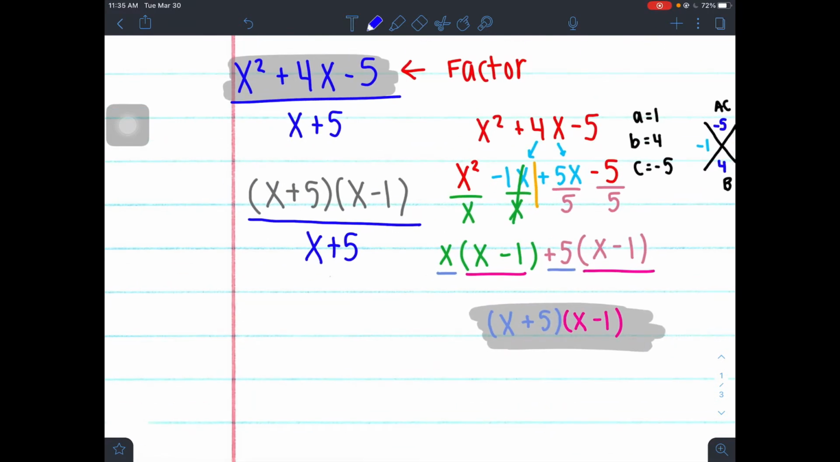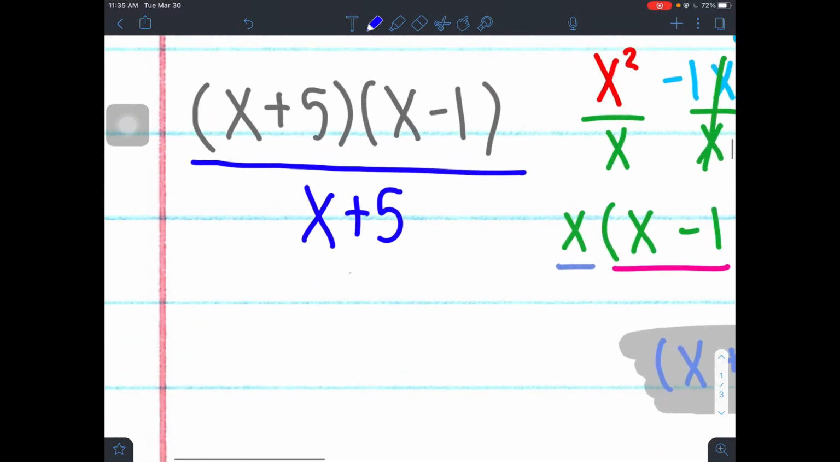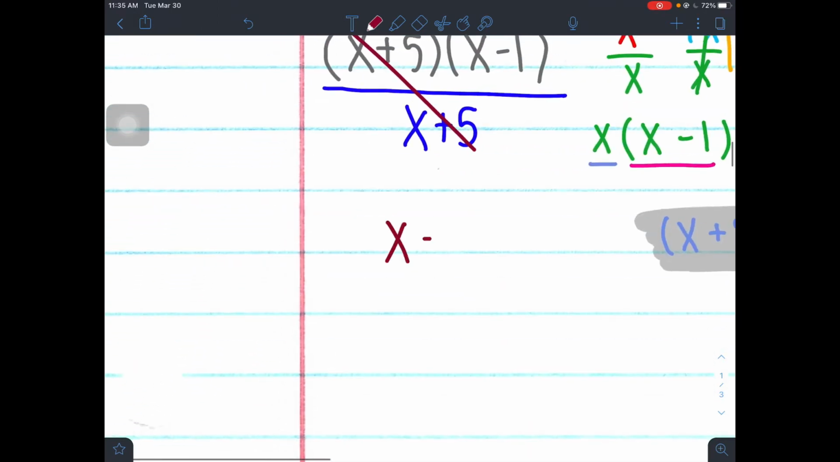You're dividing here. Well, it's called factor and reduce. We just factored, now we reduce. Reduce means you cancel out what they have in common. So if this is my fraction, what do we cancel out here? Well, the x plus 5s cancel each other out, which means we're left with x minus 1. And that is our answer.